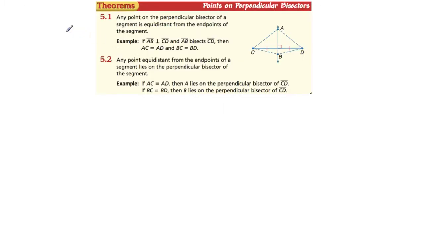So here are just some theorems. This is taken right from the textbook. It says any point on the perpendicular bisector of a segment is equidistant from the endpoints of the segment. It's wordy, but this picture is actually nice. So here is a perpendicular bisector. And notice here at point A, that is going to be equidistant, so it's the same distance away from point C as it is to point D. So these are the endpoints.